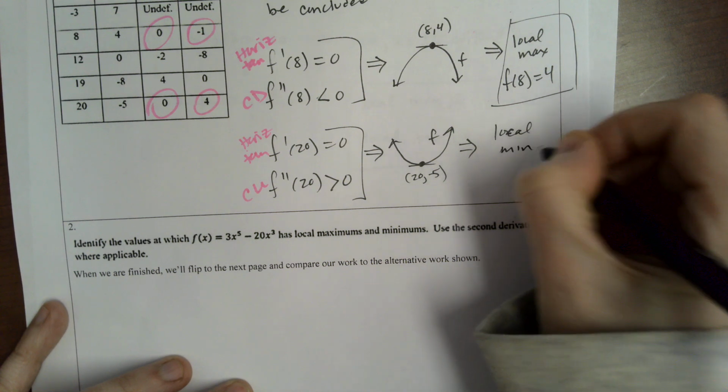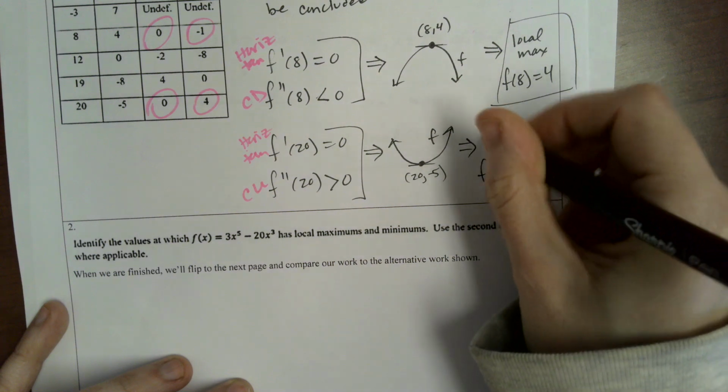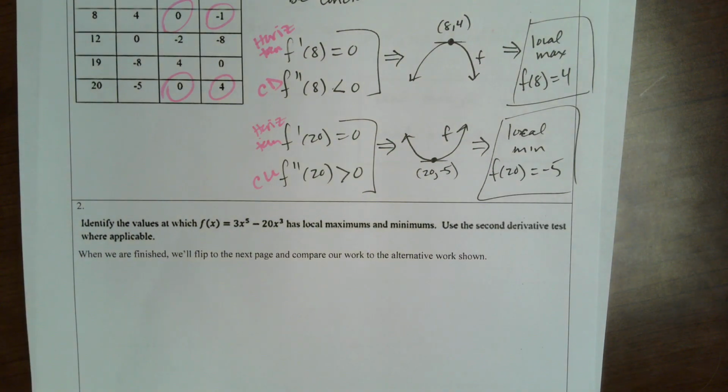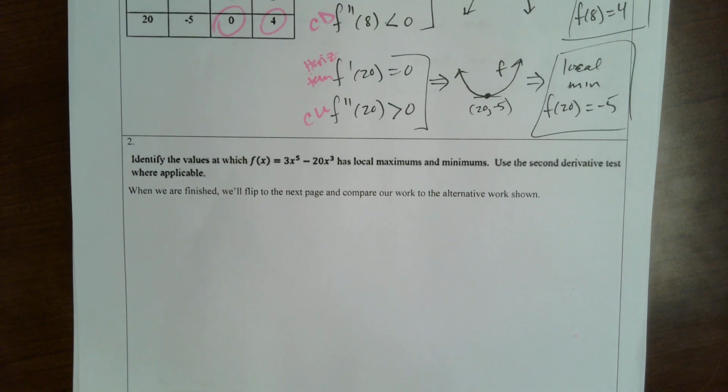So we've got a local min. F of 20 is negative 5. All right, guys, we're almost done. So that's the second derivative test being used on a table of values.